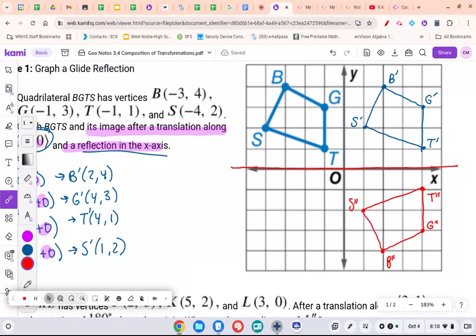And yes, I do need to write down what these are. So B double prime, if I just look at my graph, is 2, negative 4. G double prime is 4, negative 3. T double prime is 4, negative 1. And S double prime is 1, negative 2.